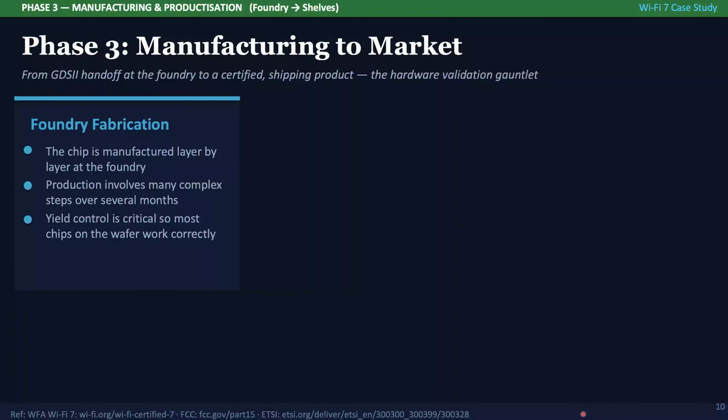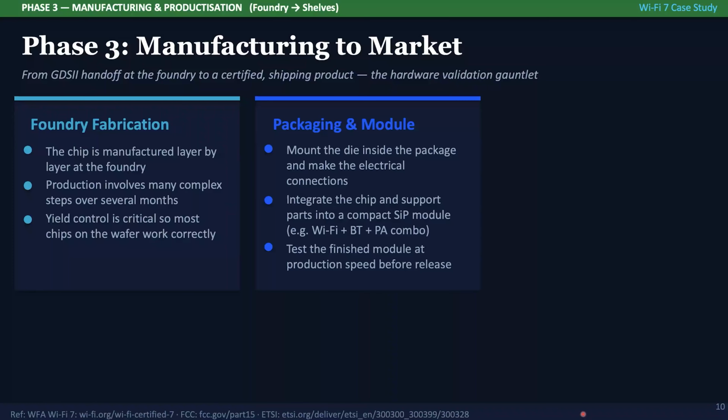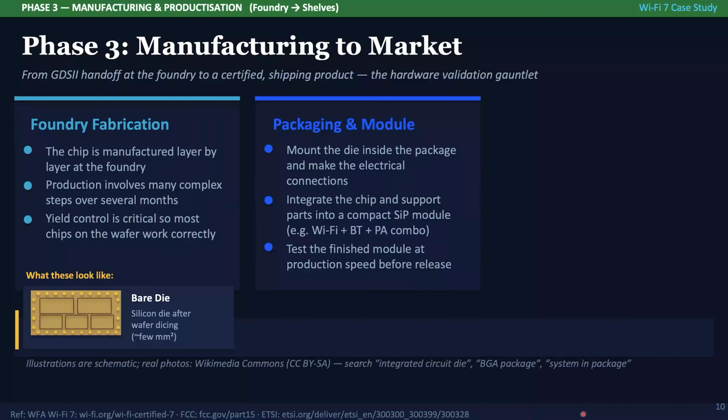At this stage, yield is critical, because even small defect levels could significantly affect how many working chips could come from each wafer. Here, the yield means the fraction of manufactured chips that come out working correctly from a wafer. After fabrication, the chip exits as a bare die, which is simply the small piece of silicon containing the circuit, as you can see in this diagram.